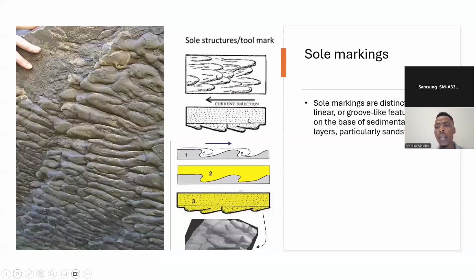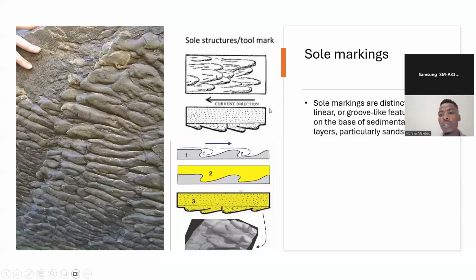So let's start with the first one, what we call the sole marks. Sole marks are basically erosional ones, formed by the effect of erosion. Sole marks are distinct, often linear or groove-like features found on the base of sedimentary rock layers, particularly sandstone.